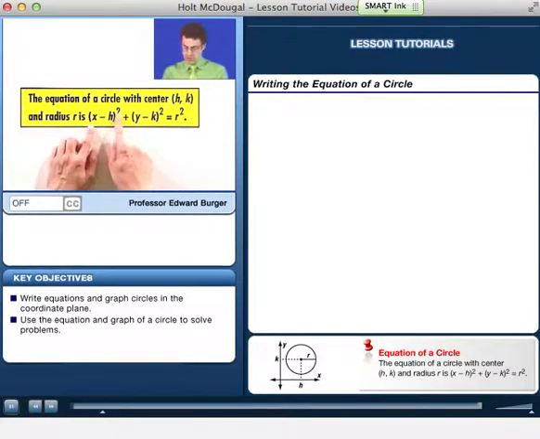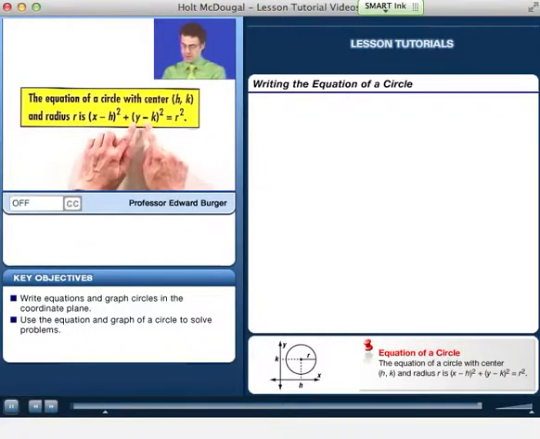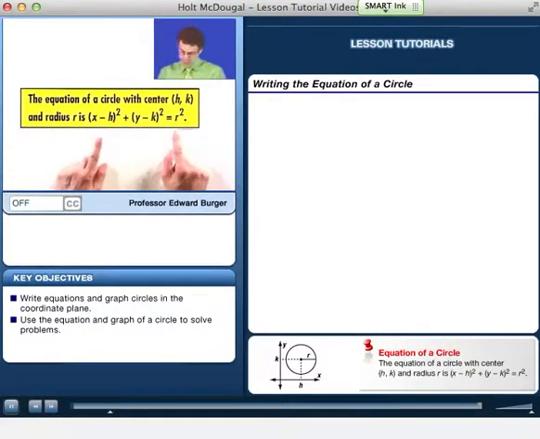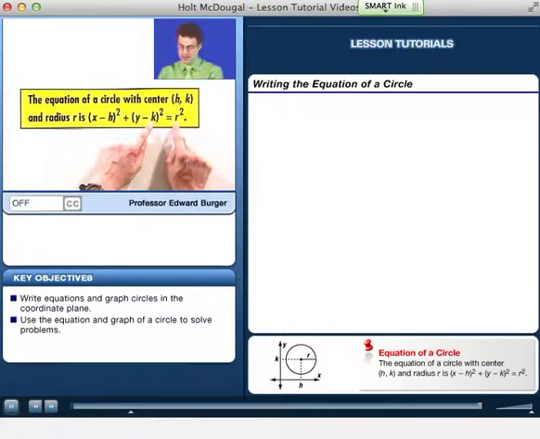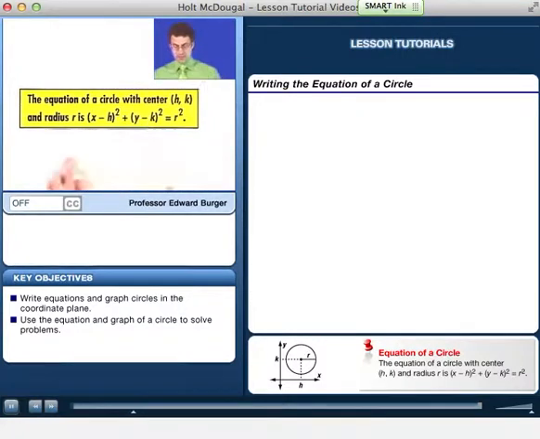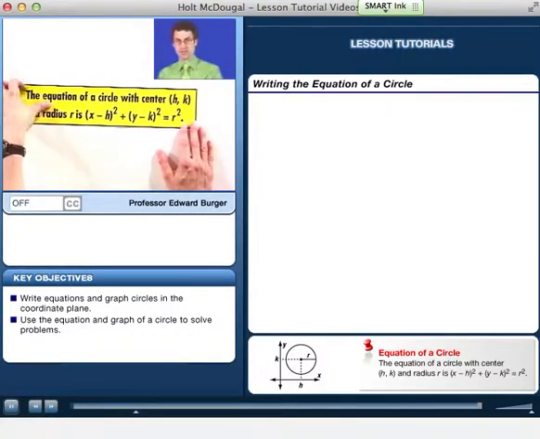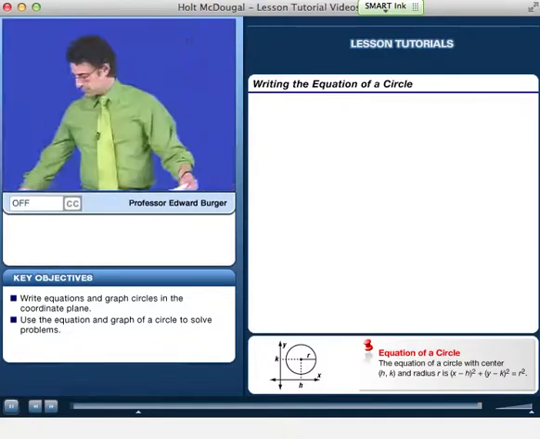x minus h all squared plus the quantity y minus k squared equals r squared. So the important thing here to realize is that the x value for the center appears here, and notice it's x minus the x value center, and then the y value center, k, appears here as y minus that value, and then we have r squared. This really is coming from the Pythagorean theorem, which of course is a recurring theme in all of mathematics.